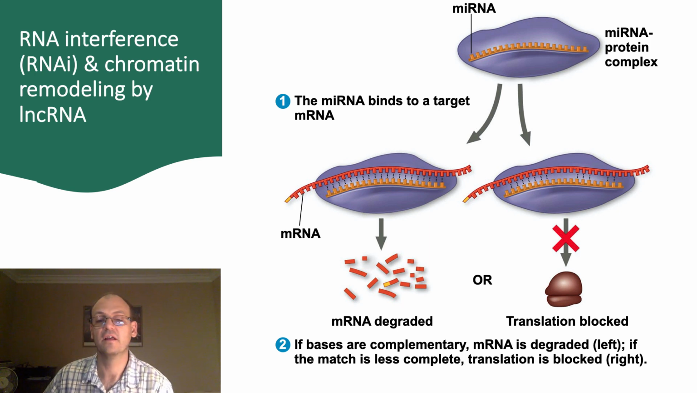RNA interference can be carried out either by microRNAs, miRNAs, or by small interfering RNAs, siRNAs. The difference between these two is subtle, and researchers have increasingly been combining these into a single RNAi, or RNA interference category.